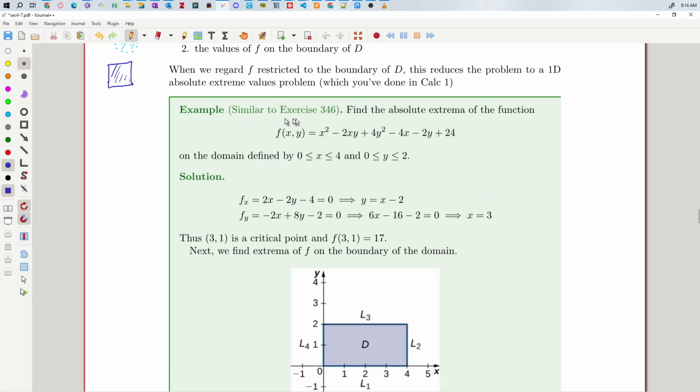I should also mention that this example is copied from the book. I forgot to write that here. Anyway, okay. So first, we're finding the critical points.